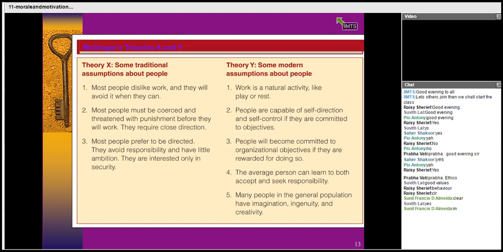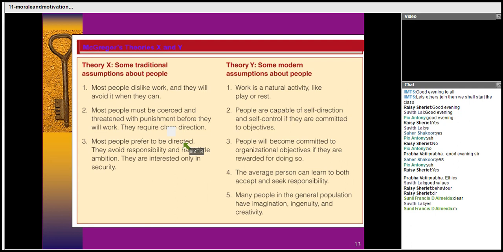So theory X, some traditional assumptions about people. Most people dislike work and they will avoid it when they can. Then second is, most people must be coerced and threatened with punishment before they will work. They require close direction. Most people prefer to be directed. They avoid responsibility and have little ambition. They are interested only in security.